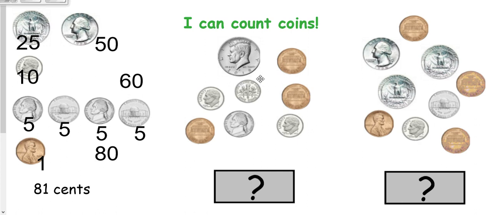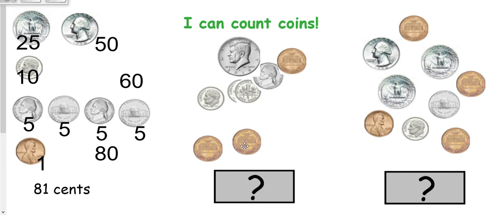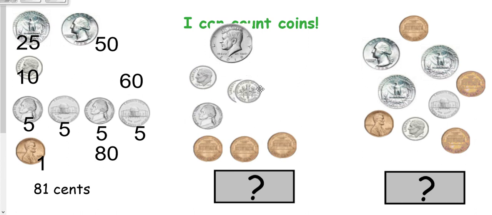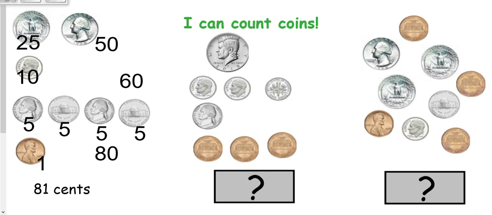We know that it's very helpful to sort our coins. So I'm going to sort and put all of my pennies together. I'm going to put my nickels. Oh, I only have one. I'm going to put my dimes together. And then wait a minute. When I look at this coin, oh, this is not a quarter. It has John F. Kennedy on it.